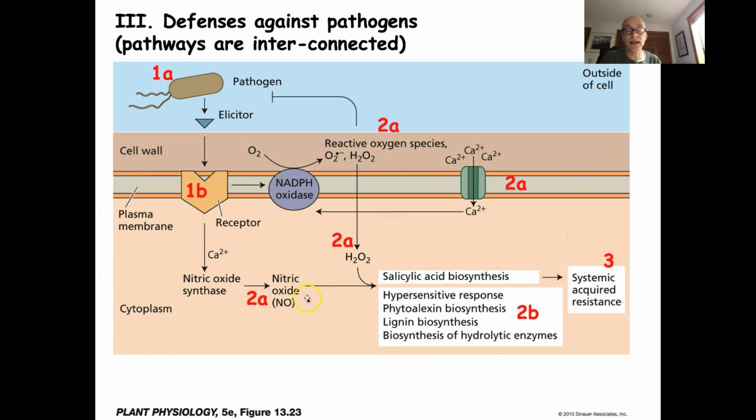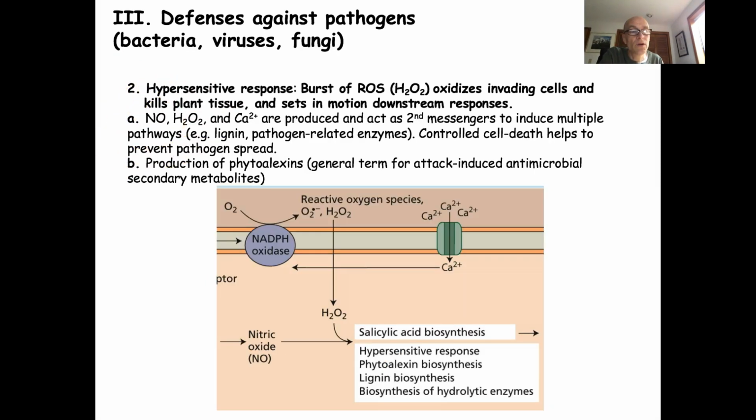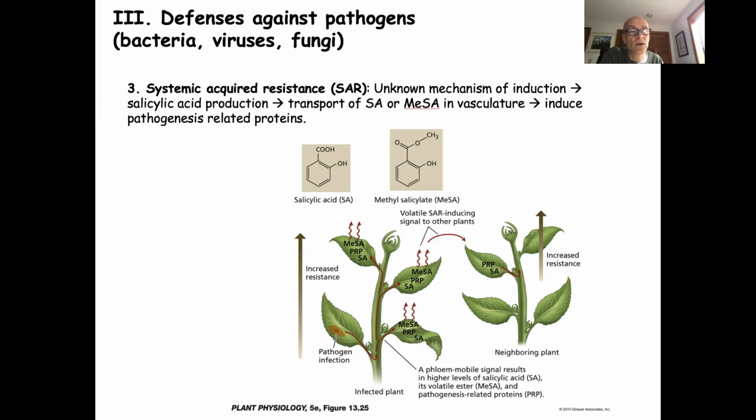Okay, let's put this all together. I showed you little snippets of this before. I put this in 3 categories, but really there are all these pathways that are intertwined with each other. And so this is trying to show you how they are intertwined with each other. And I put these numbers on there. Those are the numbers that go with these individual steps that I had here. Number 1, number 2, and then number 3, the systemic acquired resistance.